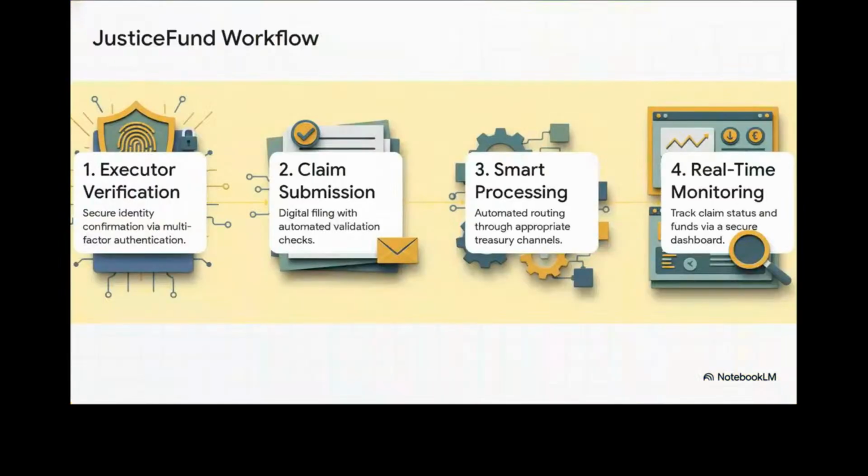And a perfect example of this is a platform called the JusticeFund Exchange. It's built for legal pros who handle really complex financial cases. It takes this old, slow, paper-heavy process and completely digitizes it. It starts with rock-solid identity verification, so there's no fraud. Then, when claims are filed, the system automatically checks for errors. From there, smart contracts take over, processing everything automatically. And the best part? Everyone involved can see exactly where things stand in real time.